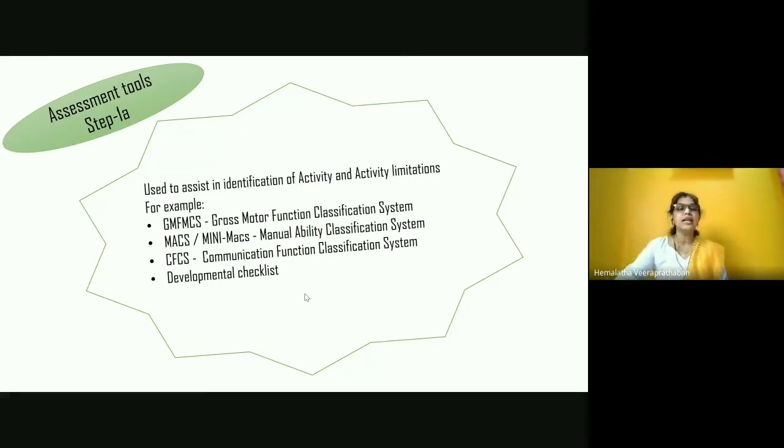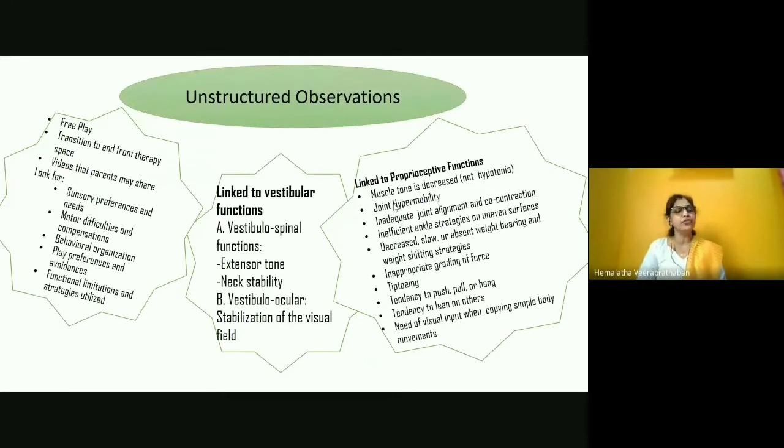These are all the tools that we currently use to understand the activity and activity limitations of the client in a faster way. And unstructured observations are where we encourage free play. We observe transitions to and from the therapy space, how the child transfers or puts themselves in during the therapy clinic space. We also request videos from the parents to observe the performance of the child in the real life environment. What we look for as OTs is sensory preference and needs, motor difficulties and compensations, behavioral organization, and the play preferences and avoidance of the child. We also understand functional limitations and strategies when we observe the video of the client.